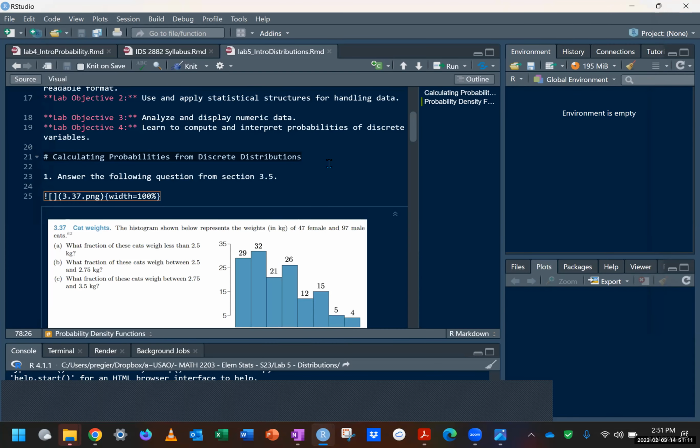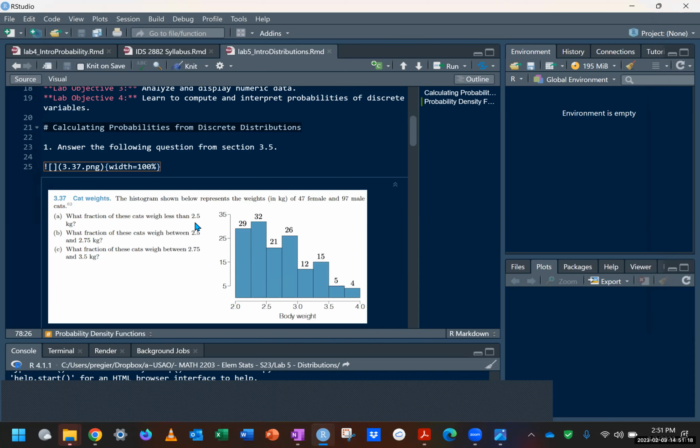Let's start with answering the questions for this question on cat weights. Here's a histogram. It's got the body weight of different cats. Between 2 and 2.25, we've got 29 cats. Between 2.25 and 2.5 is 32 cats.